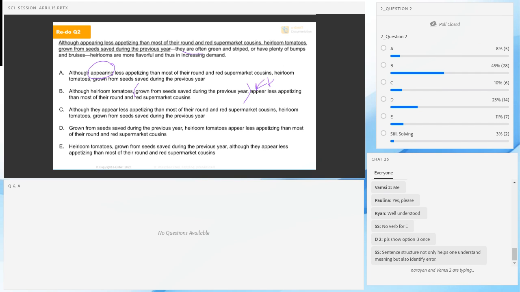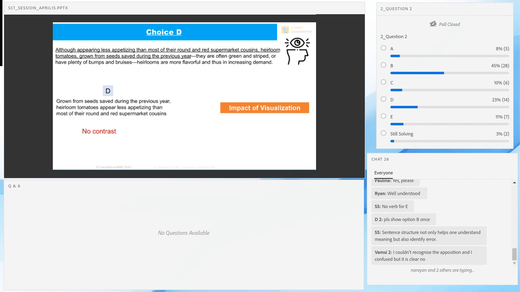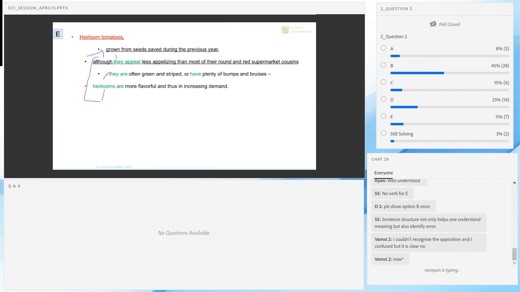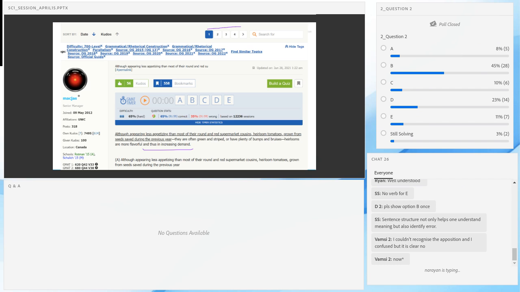Absolutely, yes. The sentence structure not only helps one understand meaning, but also identify errors. Absolutely. All right. So again, I will share the PDF with you, so you have all the sentence structures. But clearly, if you are wondering about this, then that is a feedback to you that you need to build the sentence structure ability. Okay. So thank you, Vamsi. It is clear now. I'm very happy.